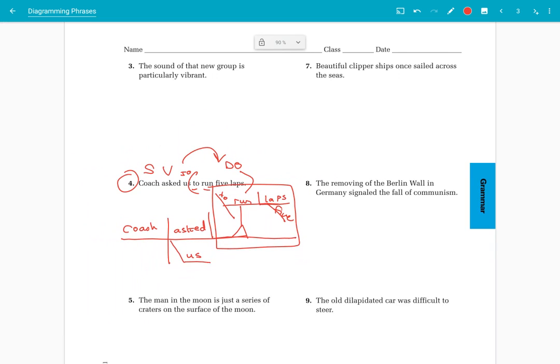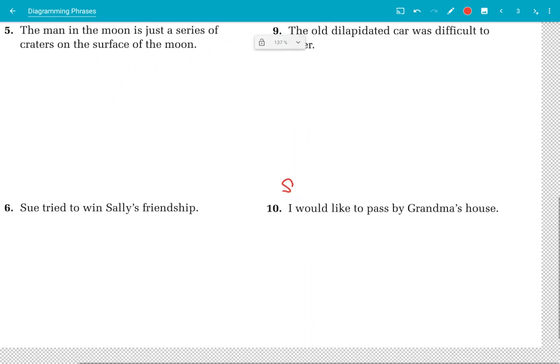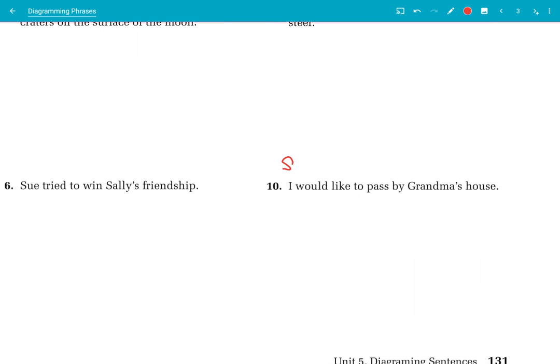Let's see what this looks like on number 10. It says, "I would like to pass by Grandma's house." Let's go ahead and look for our subject and verb. I as a subject, let's blow this up a little bit. Would like is my action verb. Okay, what would I like? I would like to pass by Grandma's house. Now notice, this is an infinitive. That's a preposition. So I have a prepositional phrase inside my infinitive phrase. But I don't need to freak out because I already know how to diagram prepositional phrases.